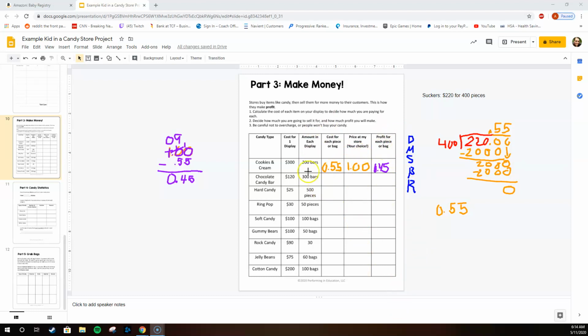So your main goal is you have to fill out this table. You have to find the cost per each bag. Then you have to decide on your price. Then you have to find the profit that you would make off of each piece or each bag, if it's a bag of candy.